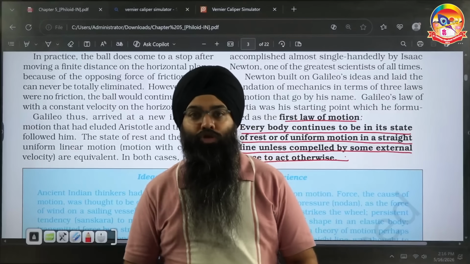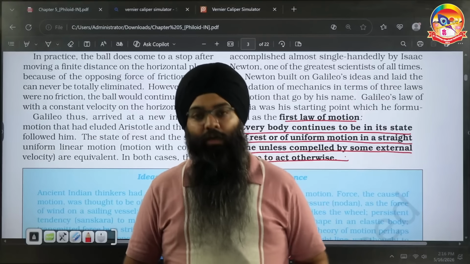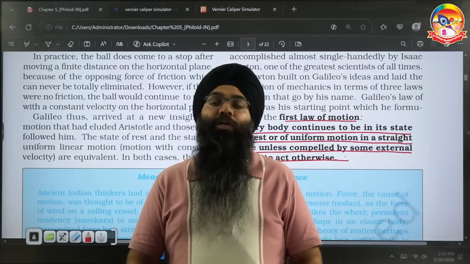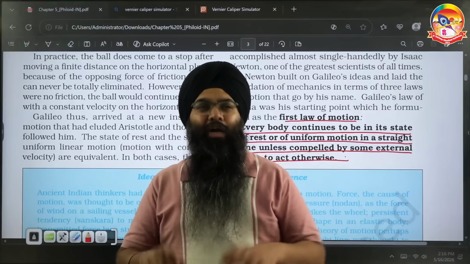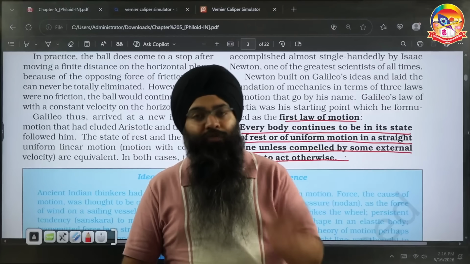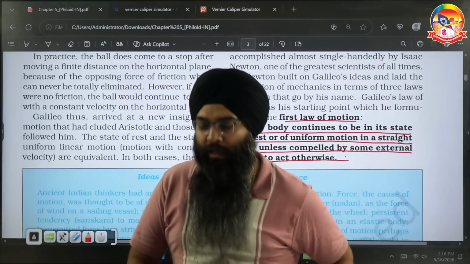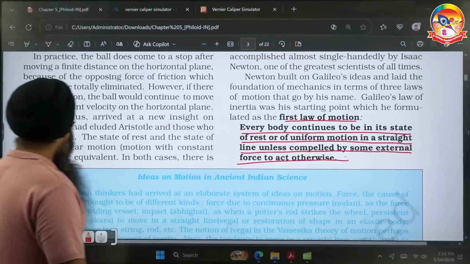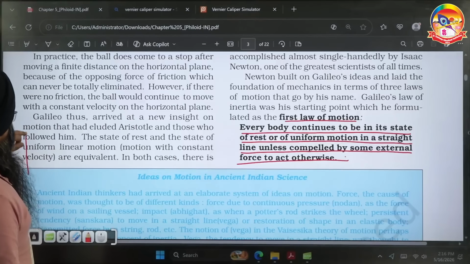What is this force doing? This force can change the state of inertia, either inertia of rest or inertia of motion or inertia of direction, or indirectly we can say it can change the state of motion of the body. If this net external force is not acting, then the body will always stay in its state of rest or of uniform motion. So this was the main concept.